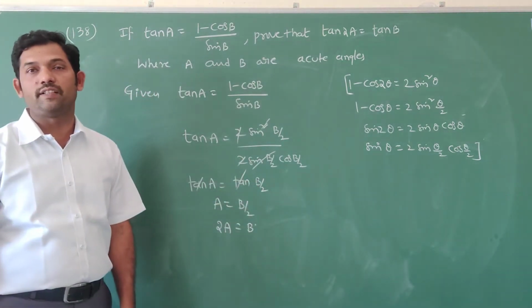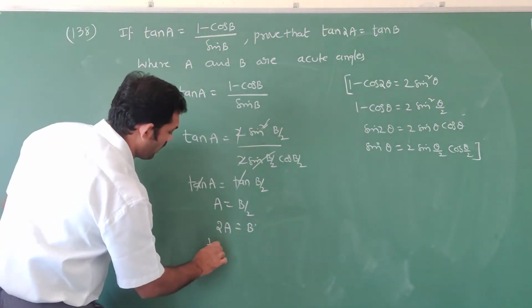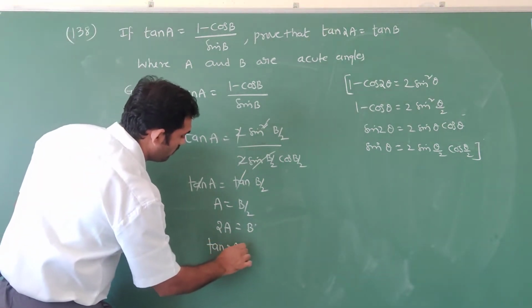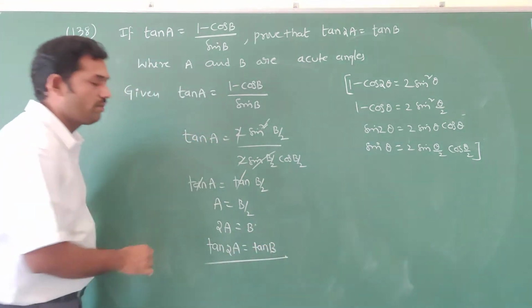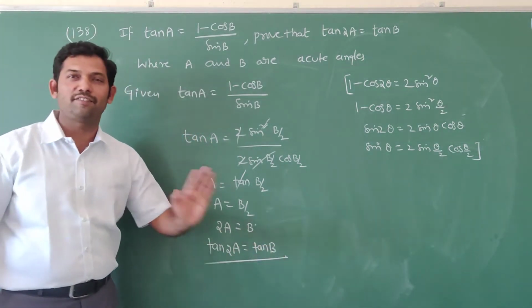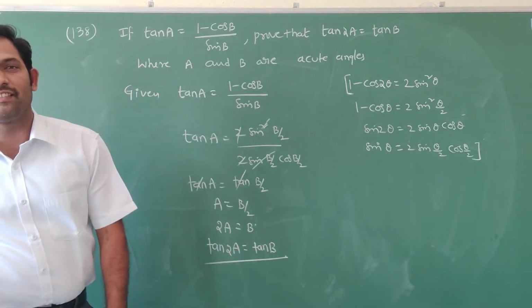Cross multiplication, so again applying tan on both sides. What happens? Tan 2A is equal to tan b. So that is our solution. Note down fast.